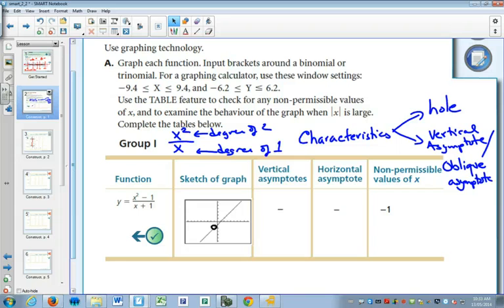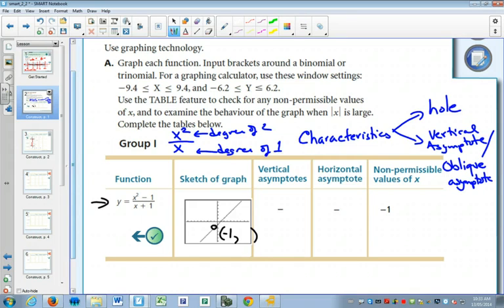So the first one has a hole. We can see it there. One of the things we're going to need to do is label that hole. We know that that hole happens when x is minus 1 because that's our non-permissible value. So the hole's going to happen at minus 1. We just need to figure out what the y-coordinate is. So looking at this equation, what can we do to that equation?